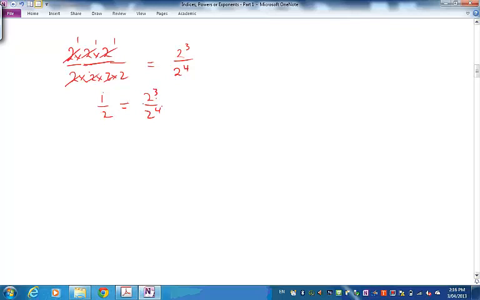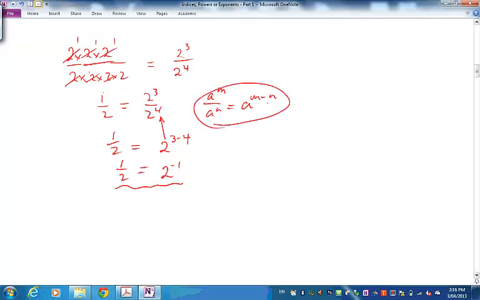Hang on. I don't know how this works, because this, according to our rule, should be 2 to the 3 take 4, which is 2 to the neg 1. Hey, we're getting into interesting land here. So if we keep pursuing this rule, a to the m on a to the n is a to the m take n, a second oddity comes up.